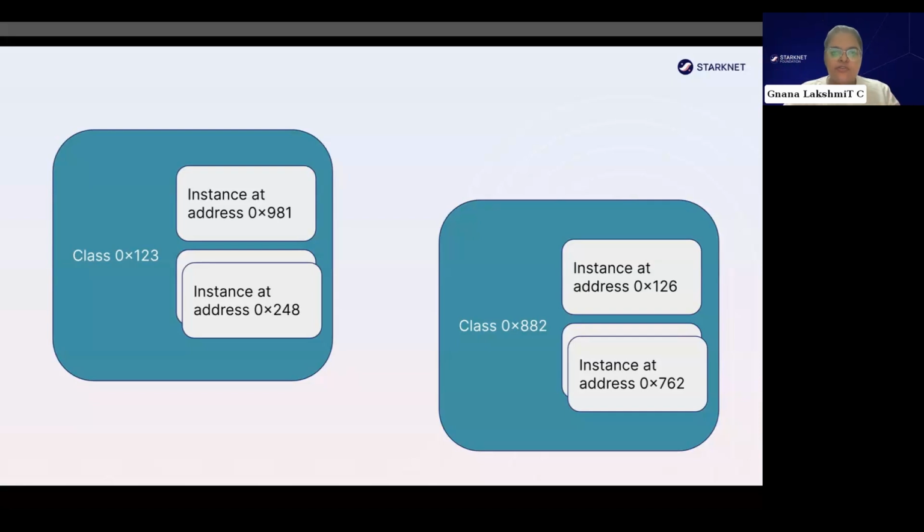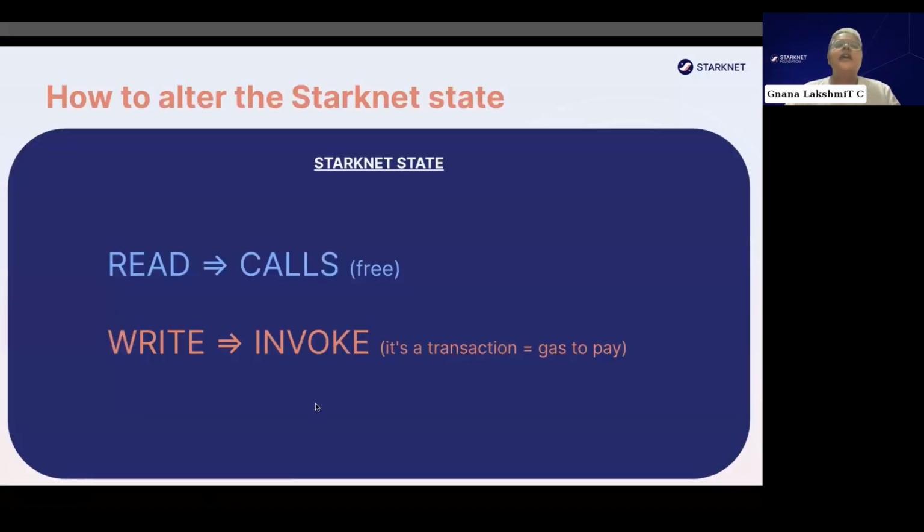But just remember two things. First, you always have to declare your contract to get a class hash, and you have to use that class hash to deploy an instance of that class, and then you get your contract address. Okay. Now, the next thing is, how do you alter the Starknet state, right?